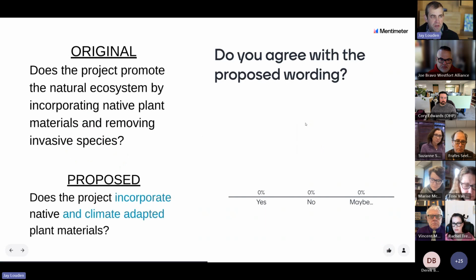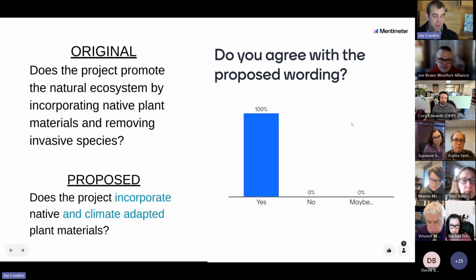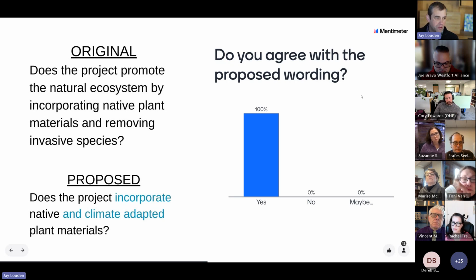The original: does the project promote the natural ecosystem by incorporating native plant materials and removing invasive species? We heard a lot about invasive species and non-native species and differentiating. And so this is an attempt to reword and clarify and add in a concept here. So, does the project incorporate native and climate adapted plant materials? With the thought that something that is native is not necessarily always the best choice for the next 50 to 100 years as the climate changes. And so we're trying to capture that concept in the wording as well. And I like it because it removes lots of words.